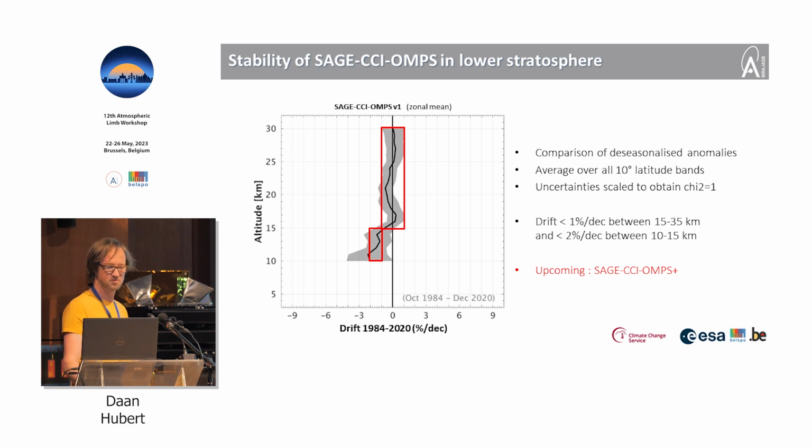And in the lowermost stratosphere, we have a slightly larger drift of 2%, but I wouldn't say it's significant, even though these error bars indicate this is statistically significant. In this region, it's inherently difficult to have a good quantification of errors. So probably the error bars are larger.